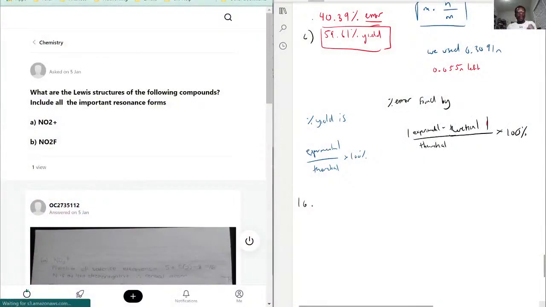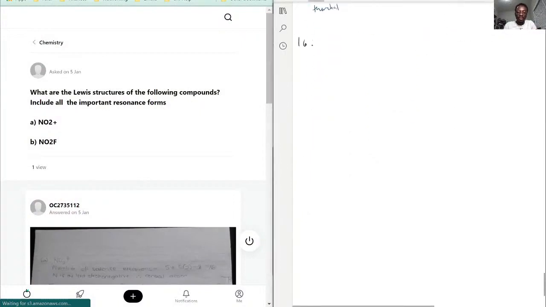And let's see now. We have, what are the Lewis structures for the following compounds: NO2 plus and NO2F. Okay. So first, let's just tackle the NO2 plus.